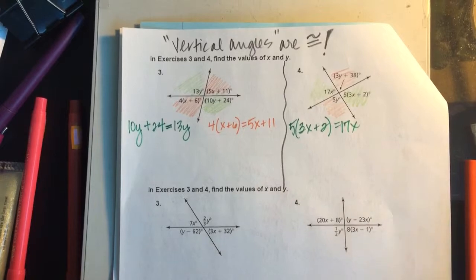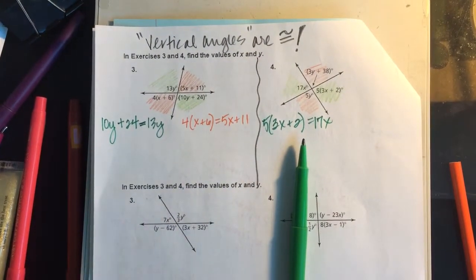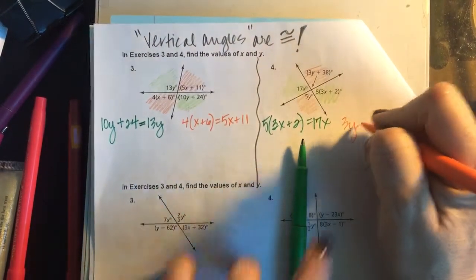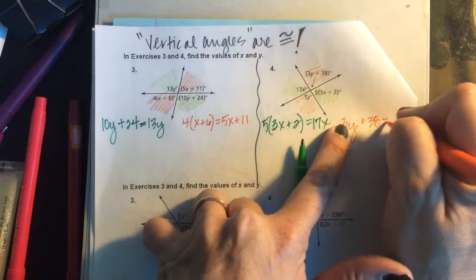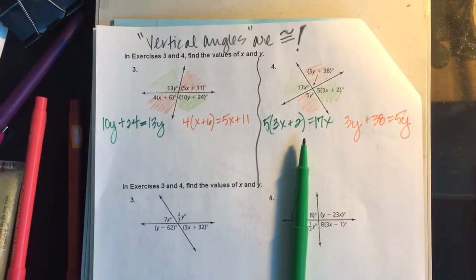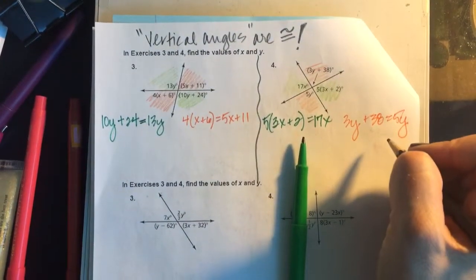And then what's my other one going to be? How do I get y? 3y plus 38 equals 5y. So yeah, I'm just setting them up across from each other. And then, I worked all the way over here, I'm going to start working backwards here.